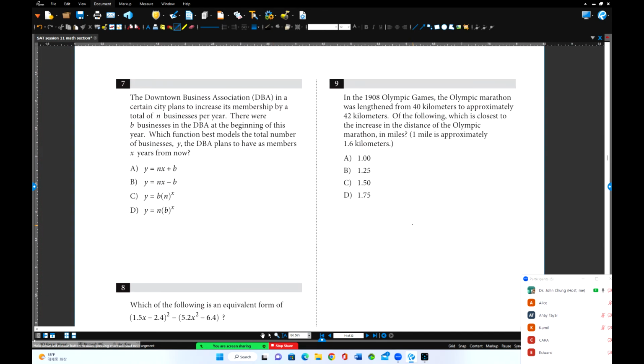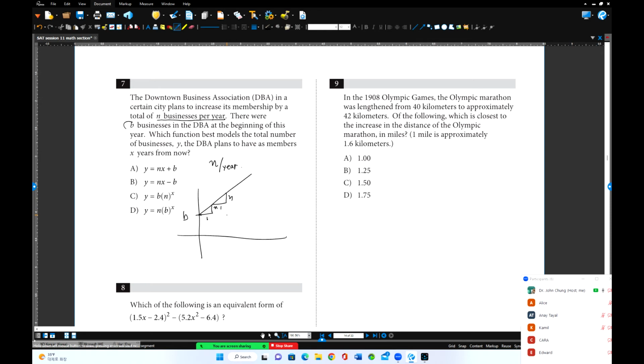Number 7, the Downtown Business Association, DBA, in a certain city, plans to increase its membership by a total of N businesses per year. This is the rate every year. There were B businesses in the DBA at the beginning. This is the beginning number, B businesses over here. Every year it increases by N.